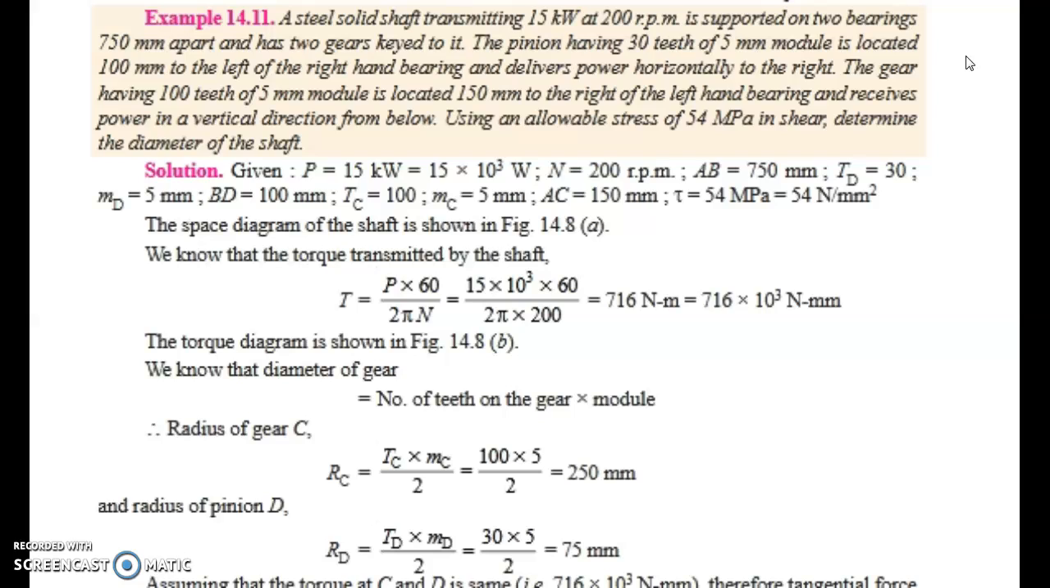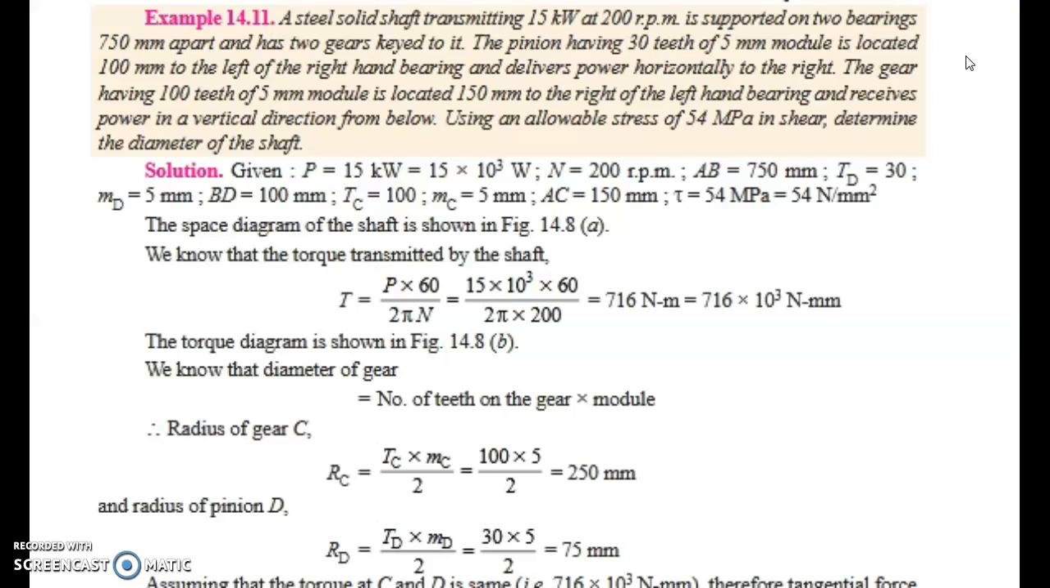The gear having 100 teeth of 5 mm module is located 150 mm to the right of the left hand bearing and receives power in a vertical direction from below. Using an allowable stress of 54 megapascal in shear, determine the diameter of shaft.